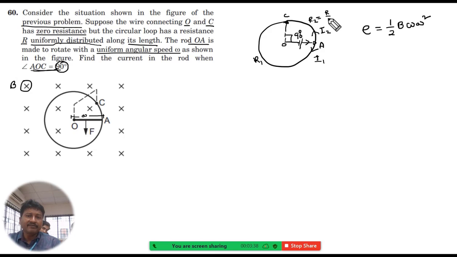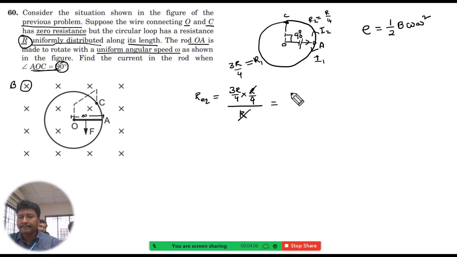So this length is R by 4. They have given R; the entire circle resistance is R. Okay, R by 4, and this is 3R by 4. Now find the equivalent resistance. R equivalent is 3R by 4 into R by 4, divided by total resistance R. On cancelling this, what do we get? 3R by 16.